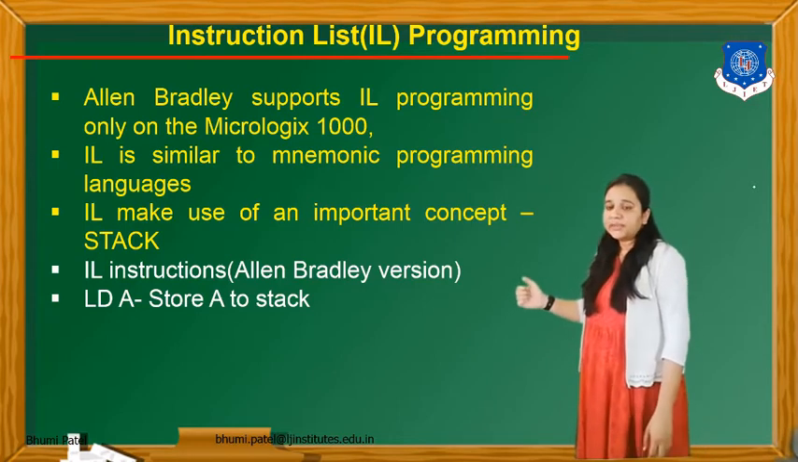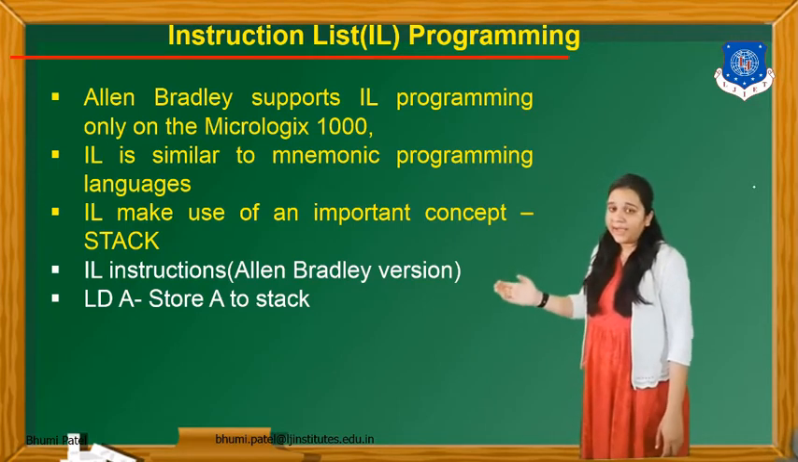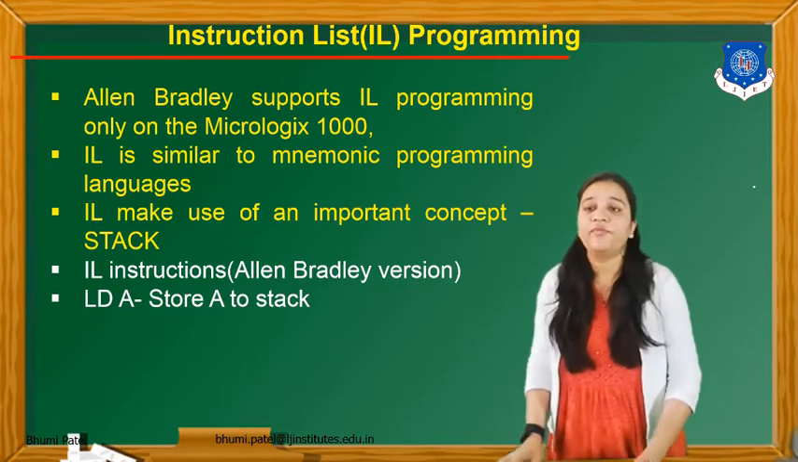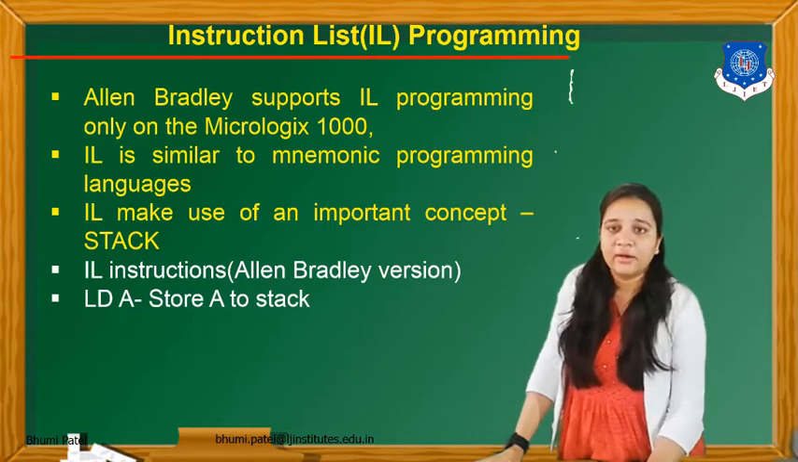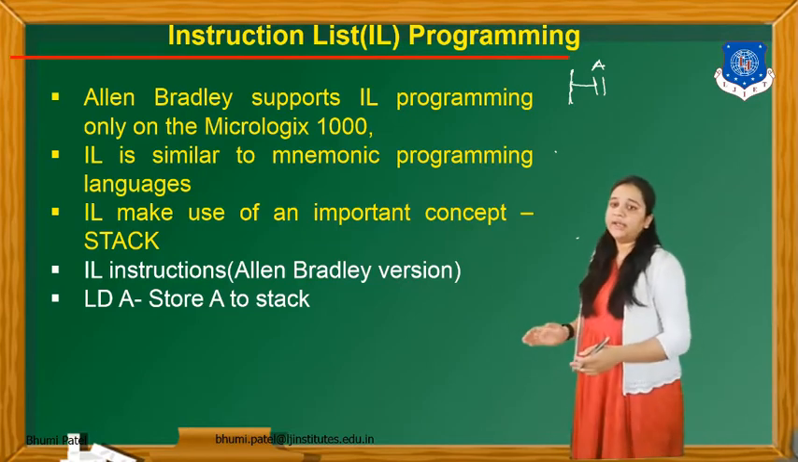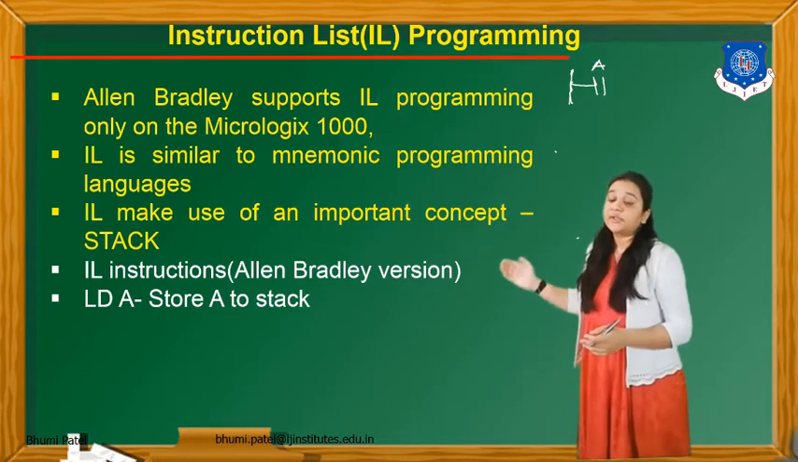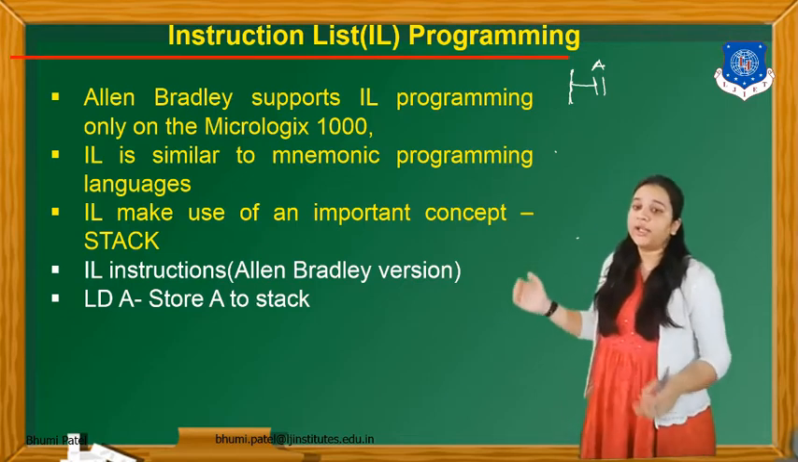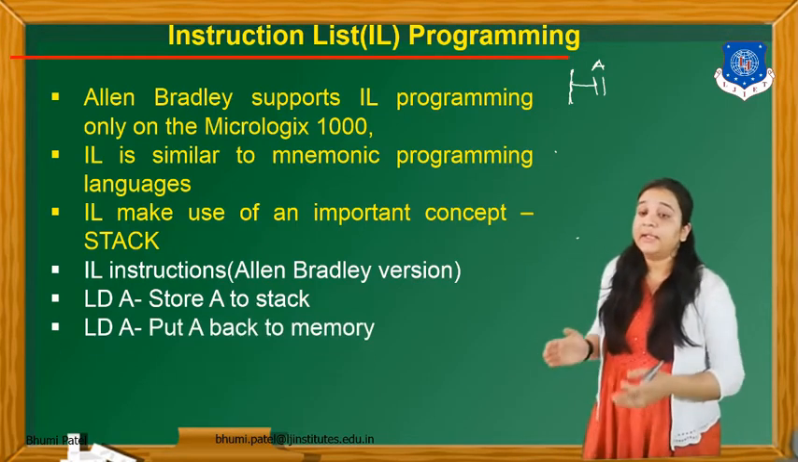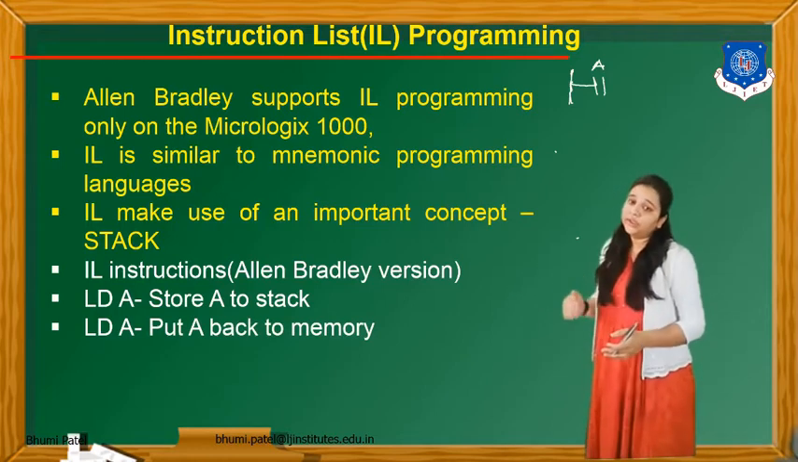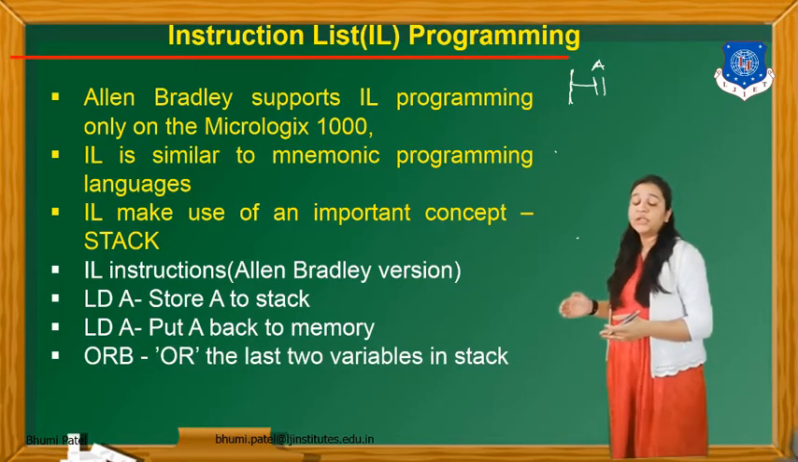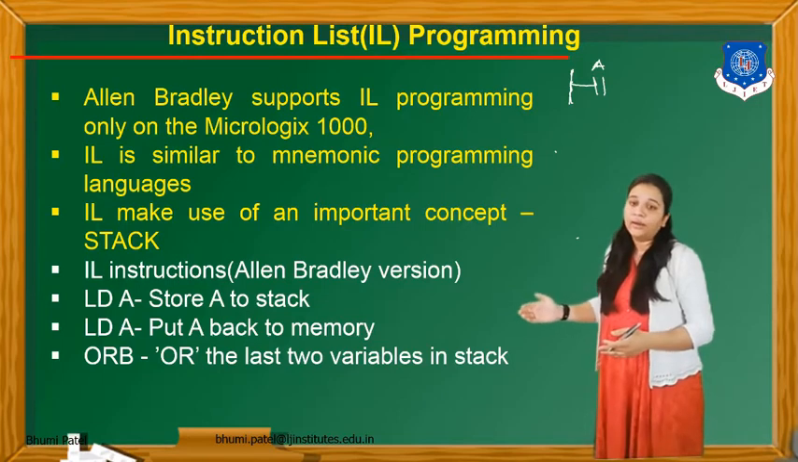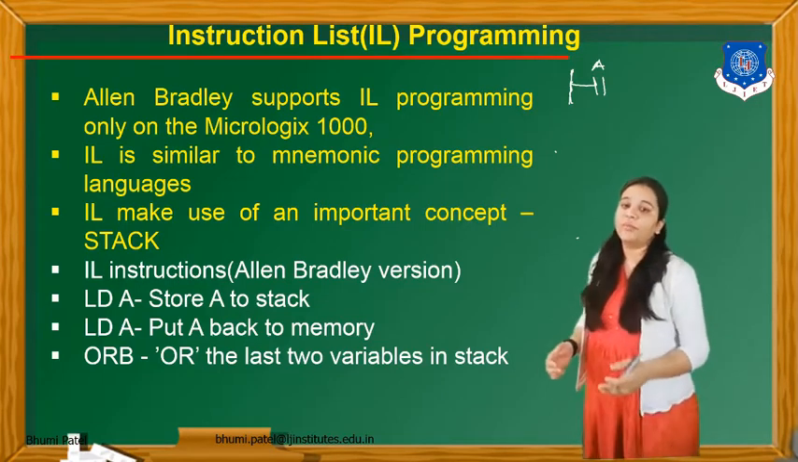In the instruction list program, we have to write LD A. That means if we have to draw the ladder diagram for input A, we draw it in this manner, A. So in the instruction list, we write the instruction LD A, that means store A into the stack. Then we have to OR with B. That means the instruction is OR B, that means OR the last two variables in the stack.